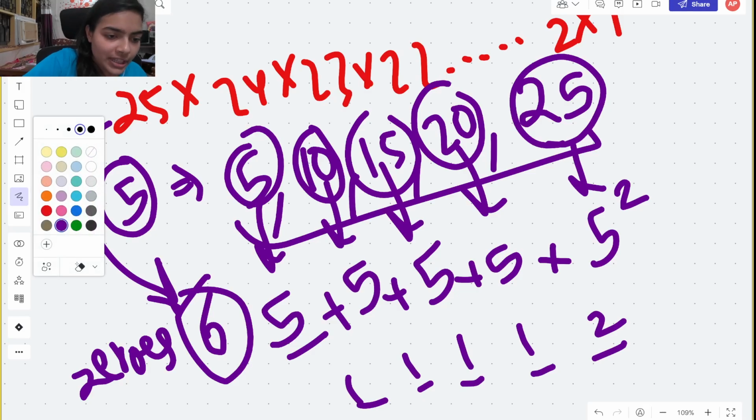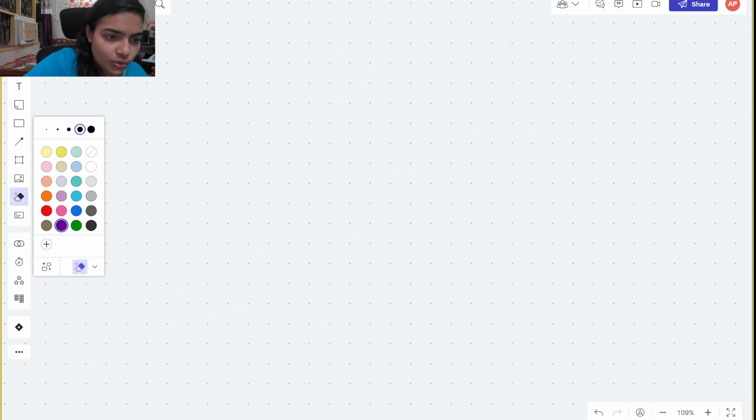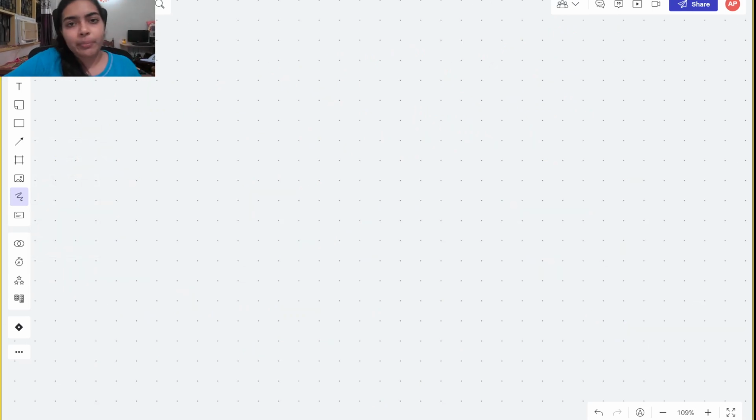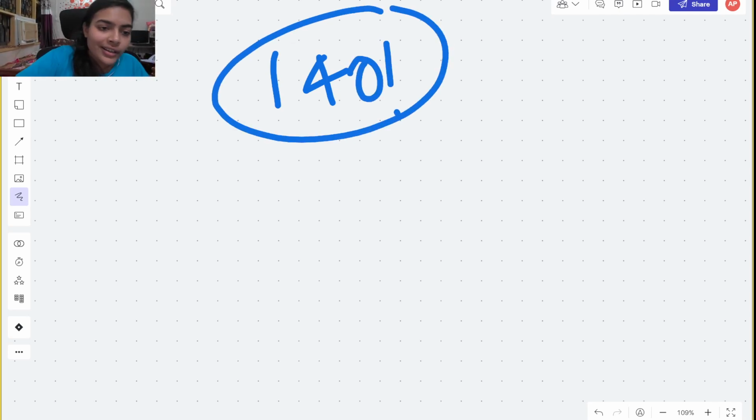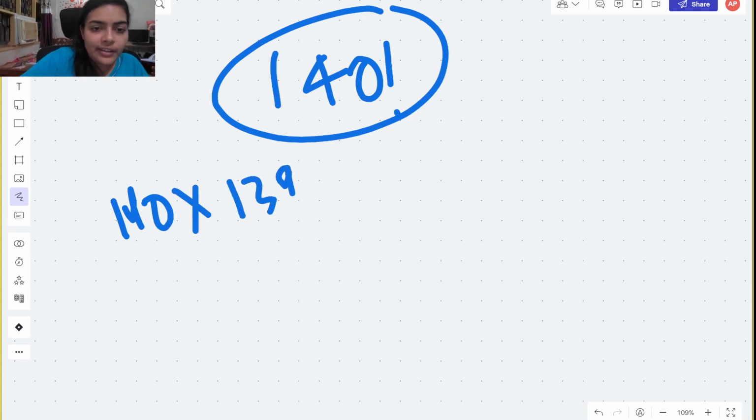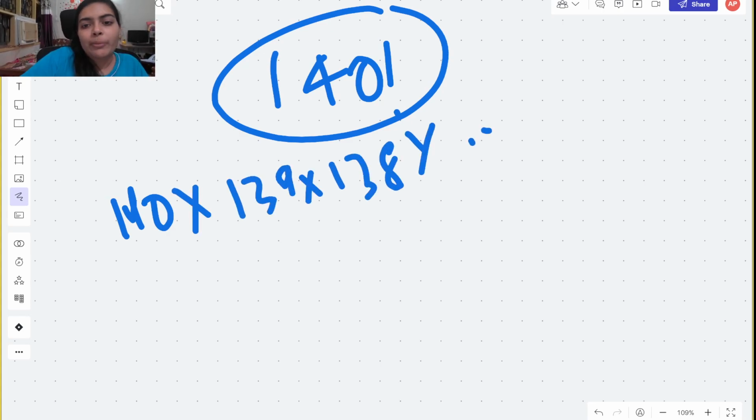Okay, now let's take some other example. Let's say somebody asks us to find the number of zeros. Let's take a big number, okay? Let's say somebody asks us to find the number of zeros in, let's say, 140 factorial. How are we going to find out? So what is 140 factorial? 140 into 139 into 138 all the way up to 1, okay?